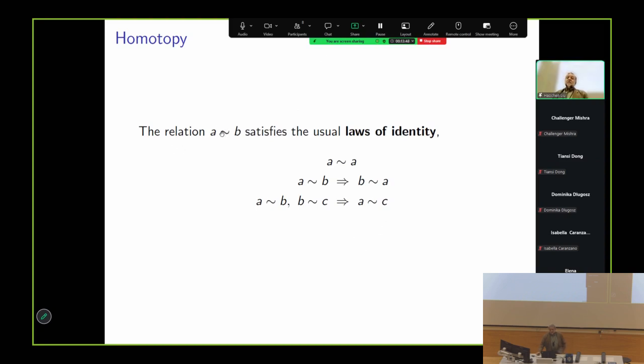So, in fact, the relation of having a continuous path satisfies the usual laws of identity. I'm just rehearsing now the fact that the interpretation makes sense. The usual laws of identity are reflexivity, symmetry, and transitivity. If I have a path from A to B, then I must have a path back from B to A. It's the same path traversed backwards. If I have a path from A to B and a path from B to C, I can traverse the 2 paths and I get a path from A to C. So those are the usual laws of identity.